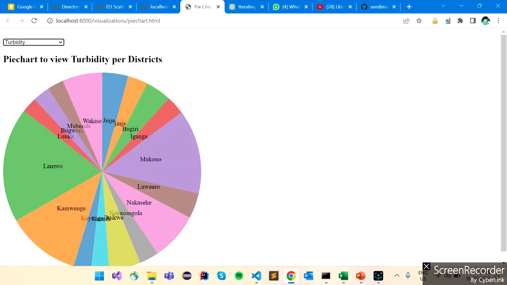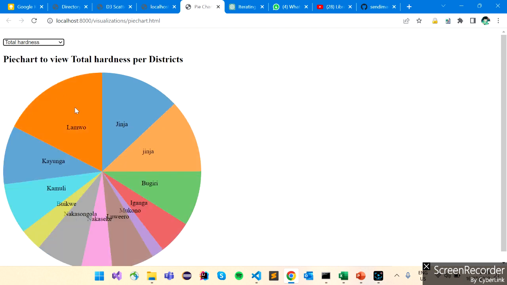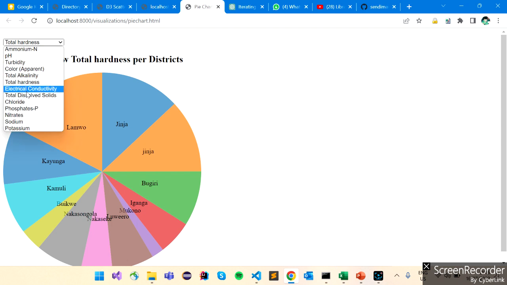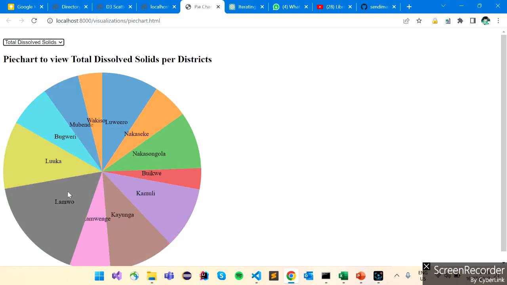Then the turbidity: we can see that Lamu water has the highest turbidity, meaning this water is kind of dirty-ish. Then the total salinity, we can still see Lamu water standing out in different metrics. Meaning that amongst all these 17 districts, Lamu water has potentially one of the unhealthiest waters. Then total hardness, still Lamu stands out. Electrical conductivity, you can see that Lamu is still standing out. Even dissolved solids, Lamu water. So we can see that Lamu water is one of the dirtiest.